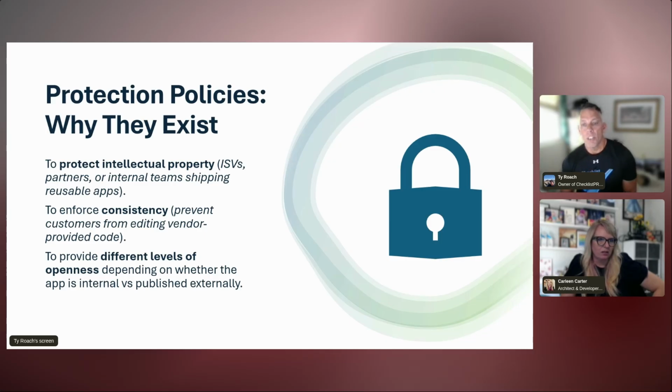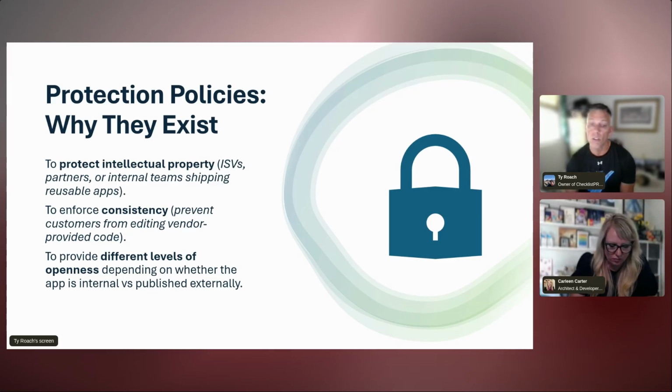Okay, so why do protection policies exist? A couple reasons. Number one, to protect your intellectual property. You may have certain segments of code that you believe to be unique and creative inventions that you do not wish to reveal, and so you would use protection policies to prevent the viewing of that logic and thus help secure your IP. Another reason is to enforce consistency, that is, to prevent customers from editing the code provided by your application. Another reason may be to provide different levels of openness depending on whether the app is internal versus published externally.